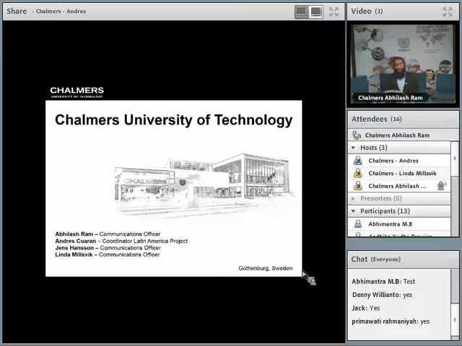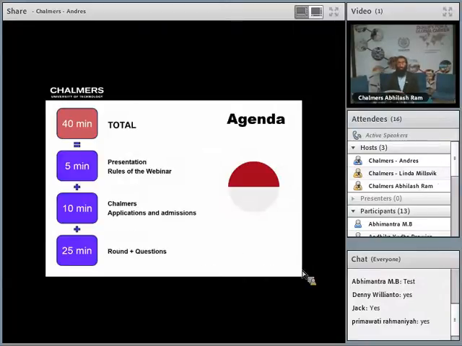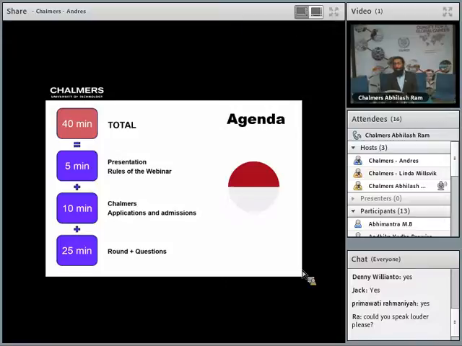On the next slide, we will look at the agenda for the day. The agenda for the next 40 minutes is: first 5 minutes is going to be a presentation of the rules of the webinar. The next 10 minutes will be information about the applications and admissions, as in the next timeline. And then we've got a 25-minute round of Q&A.